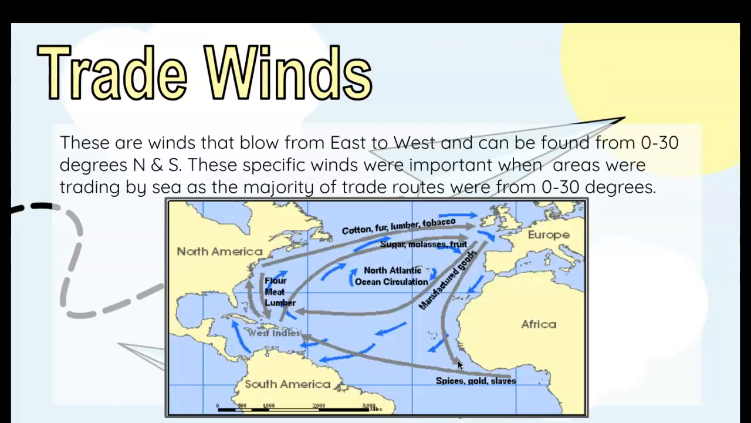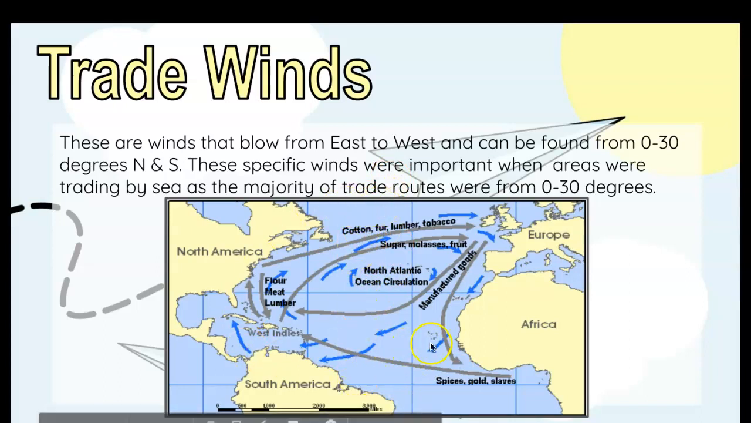Next are the trade winds. Trade winds are easterly winds. They blow from the east to the west, and they're from 0 to 30 degrees, north and south of the equator. And these specific winds were very important back when trading by sailboats was happening, because the typical trade routes fell between the 0 to 30 degree mark.